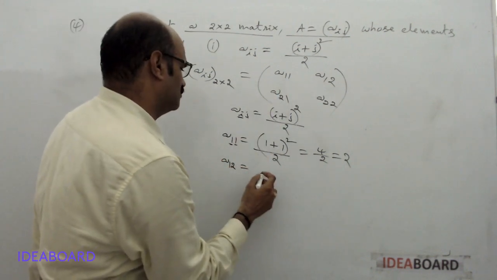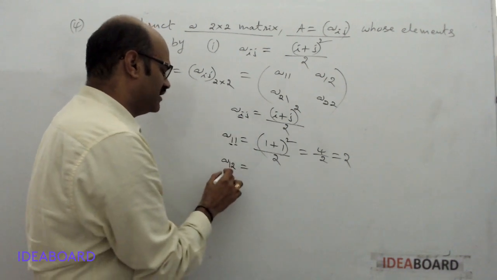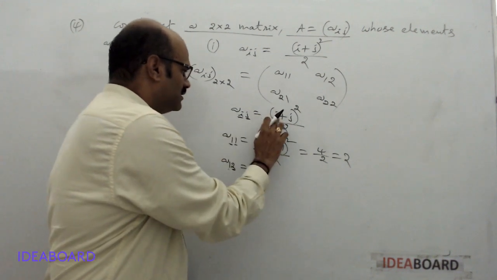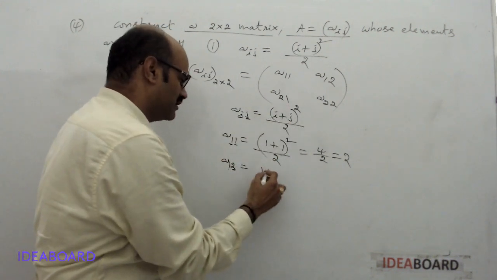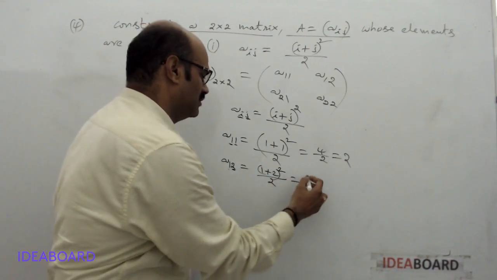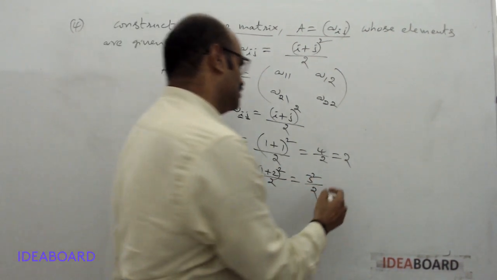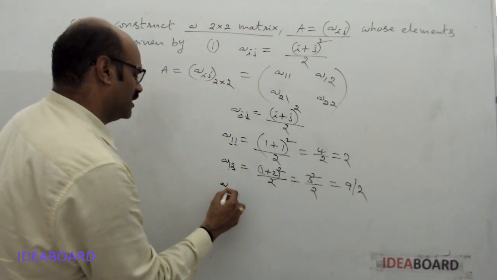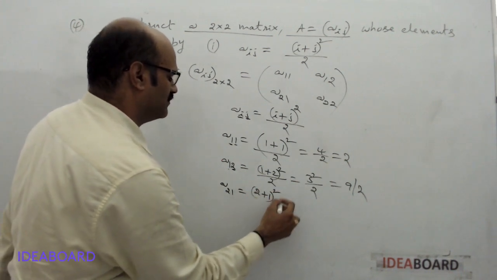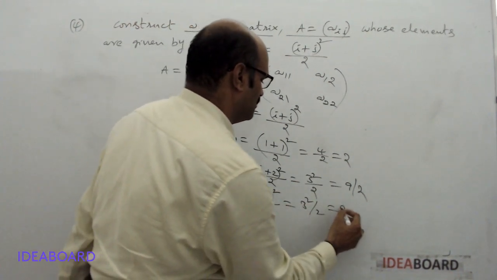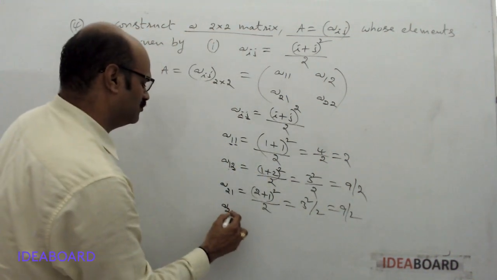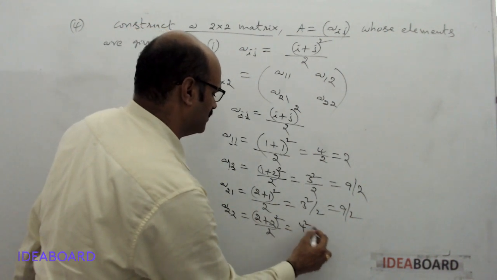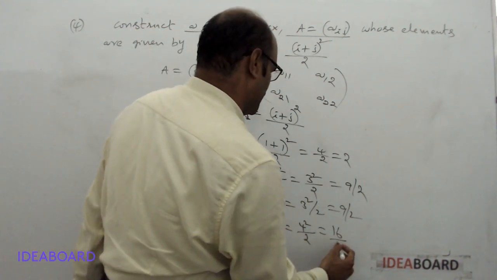A12 equal to, in the place of i we are having 1, in the place of j we are having 2. So we take it as (i plus j) whole square. So (1 plus 2) whole square by 2 equal to 3 square by 2 equal to 9 by 2. A21 equal to (2 plus 1) whole square by 2, 3 square by 2 equal to 9 by 2. A22 equal to (2 plus 2) whole square by 2 equal to 4 square by 2, 16 by 2 equal to 8.